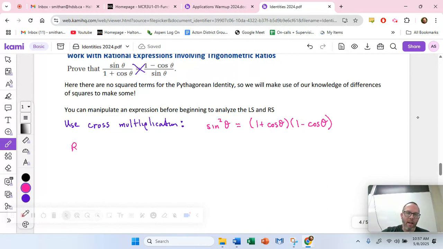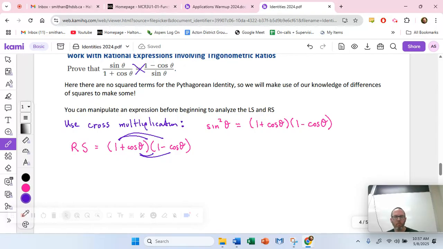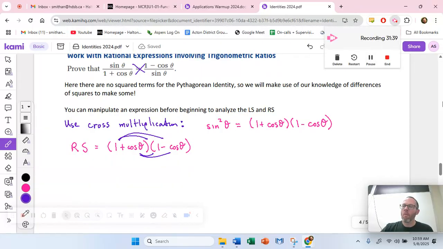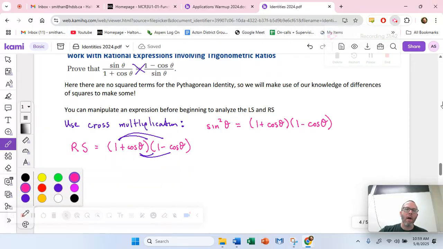Can you guys take that right-hand side, which I'm just going to rewrite as 1 plus cosine theta, 1 minus cosine theta, and can you guys use your distributive law, 4 multiplications to multiply this out? What do you get? You guys do that. I'm going to pause the video. I'm going to check in and see if there's any questions. All right, here I come along for the ride.